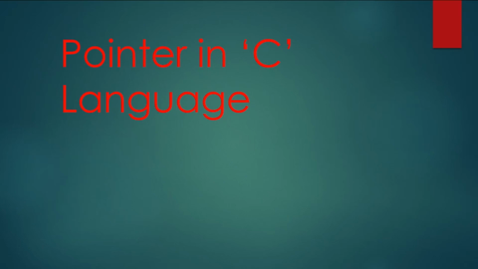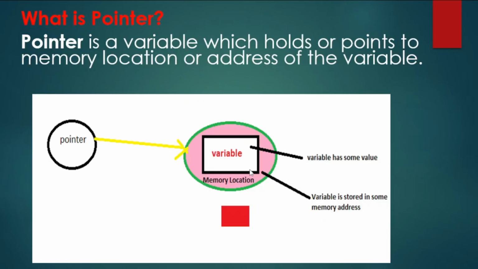Let's see pointers in C language. So what is a pointer? A pointer is a variable which holds or points to the memory location or address of a variable. Now, the name itself indicates it points, right? That's why it's a pointer.